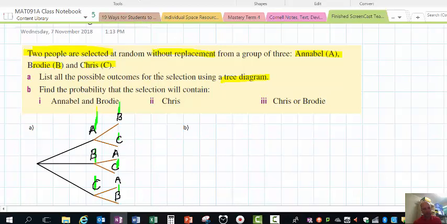So that's the structure of our tree diagram, except for one last thing: we've got to put on the outcomes. So this will be the sample space, all the possible outcomes. First one's called AB, second one's called AC, BA, BC, CA, CB, and there should be 6, sorry. It would be 8 if there was with replacement. Sorry, there should be 6 in this case. So that's part A done.